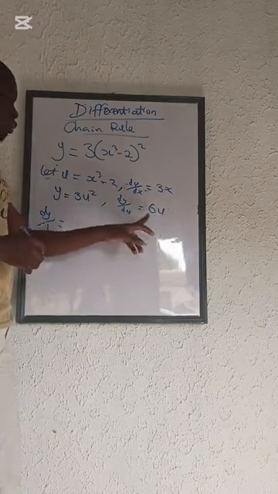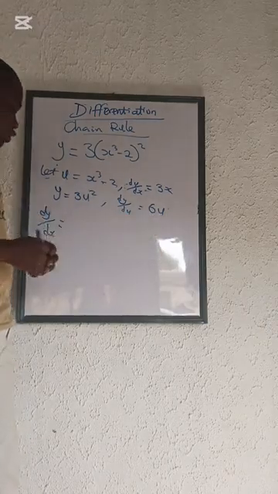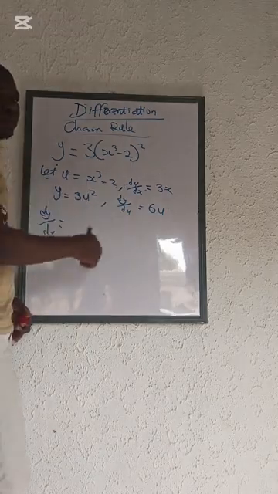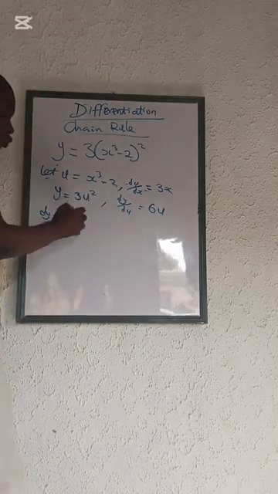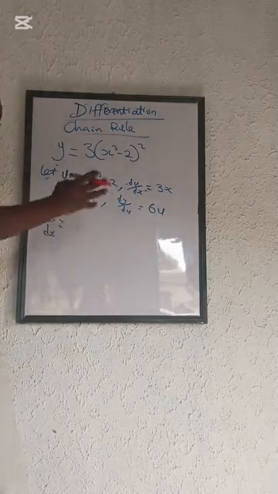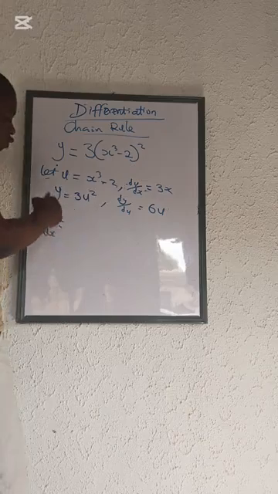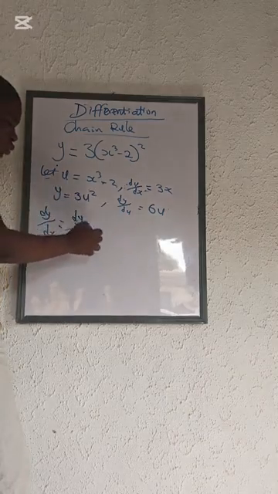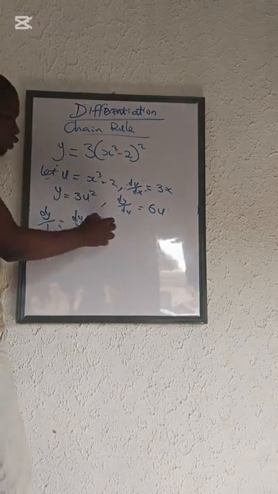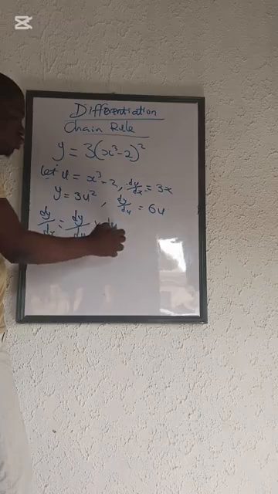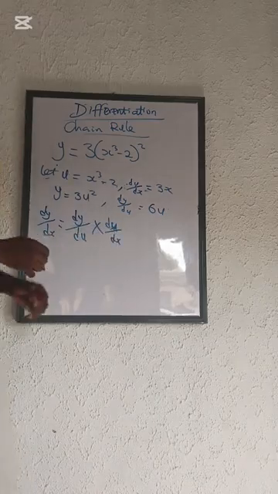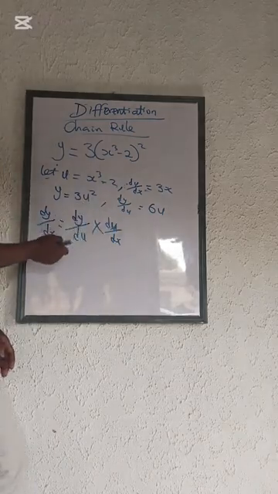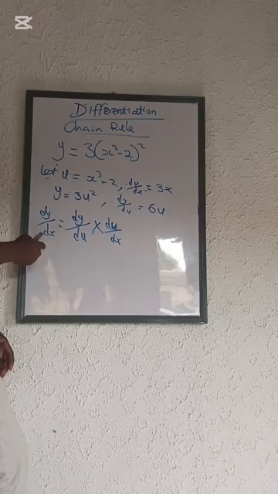So dy du is what? 6u. So what do we do next? Why am I doing all this? Because we can do the general, will I call it a formula now, right? For chain rule is dy du multiplied by what? du dx. Now if you look at it mathematically, if you multiply this will cancel out this, so it will still give us our dy dx.